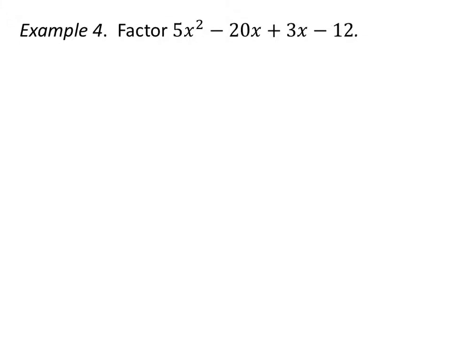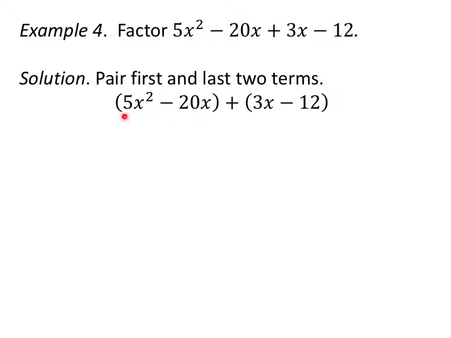So for our fourth example, we're going to look at another one. We've got 5x squared minus 20x plus 3x minus 12. Again, we'll group them. Take the first two terms together, take the last two terms together, and see what they have in common. The first has a 5. The second has a 20. So we could factor out a 5 from that, and then this has an x and that has an x. So I think we can get a 5x out of this.